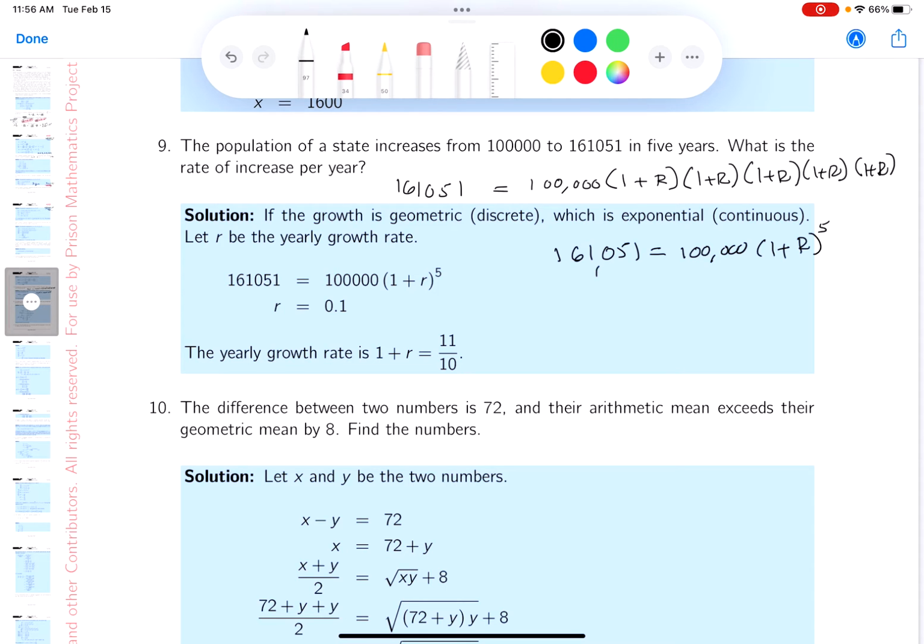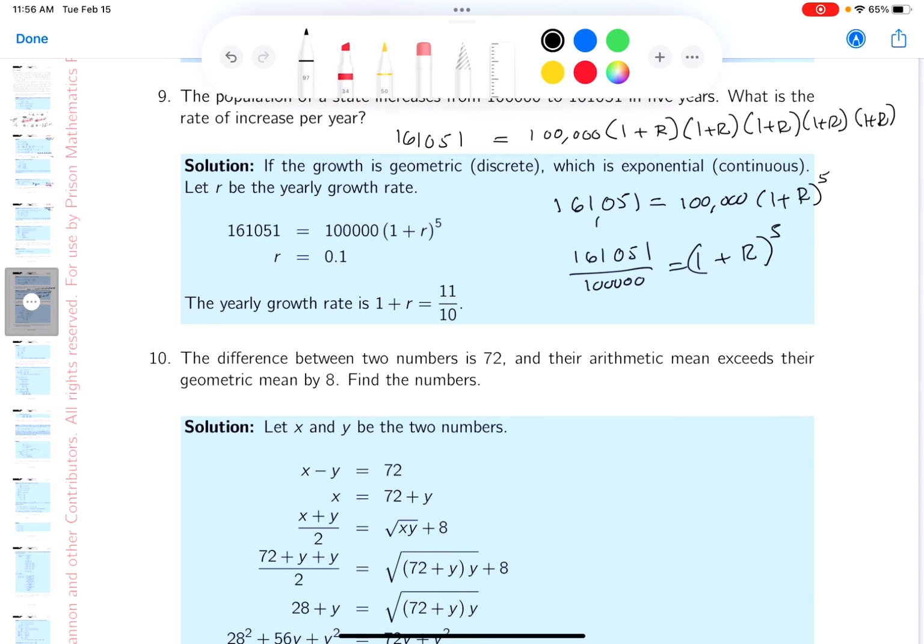Now, someone says, how could you solve that for r? I think I would use a calculator, but you get 161,051 over 100,000. I have a tough time counting those zeros, equals 1 plus r to the fifth power. By the way, r is a positive number. I'm going to take the fifth root of both sides. Yeah, I'd use a calculator for that.